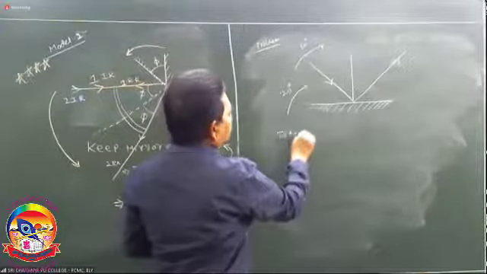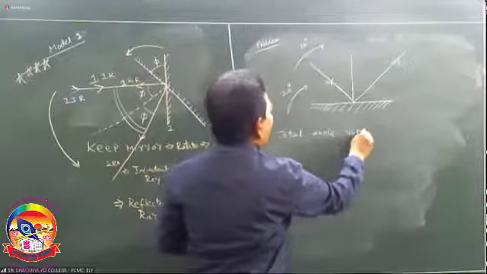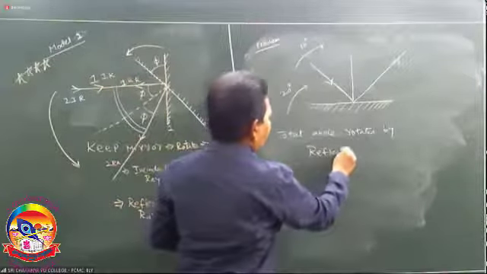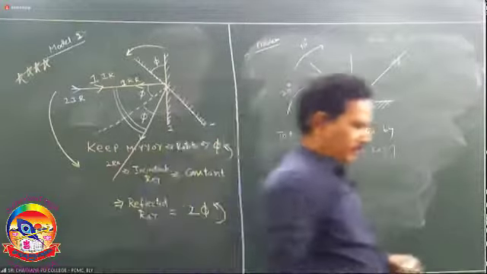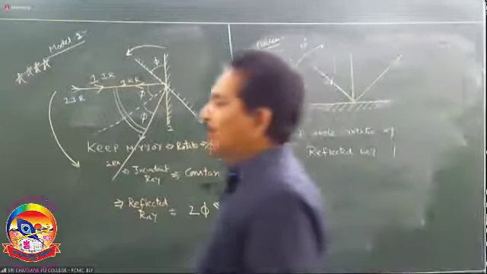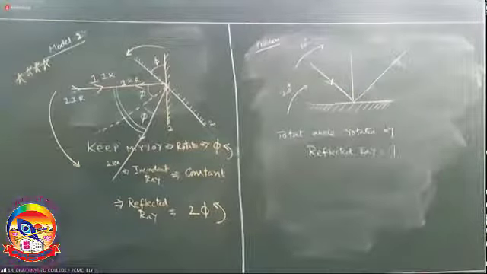I want the total angle rotated by the reflected ray. I included both concepts: the incident ray is rotating with the mirror constant, and the mirror is rotating with the incident ray constant. Now what is the total angle rotated by the reflected ray? Clockwise, anti-clockwise, by how much?